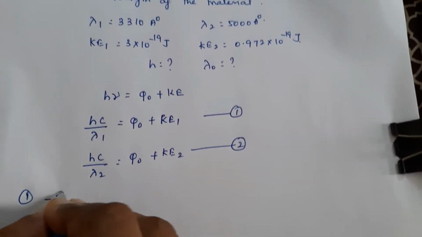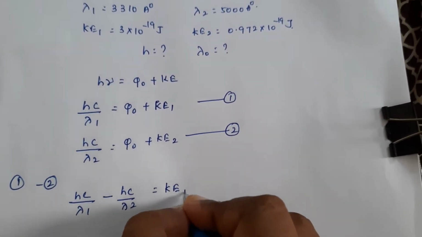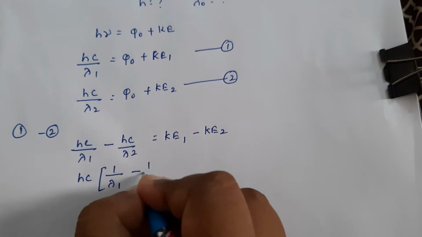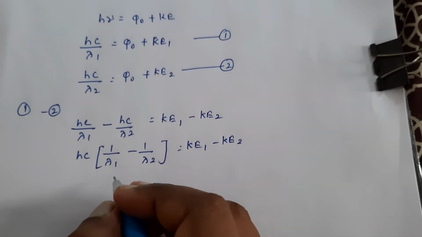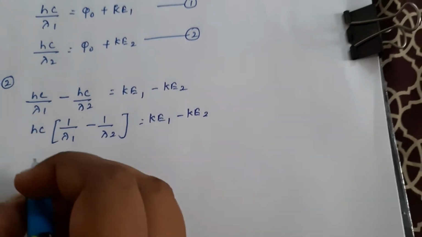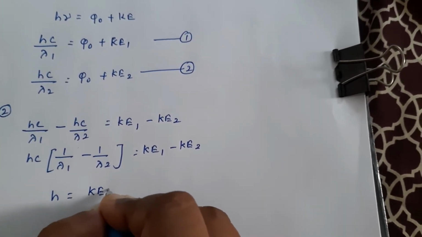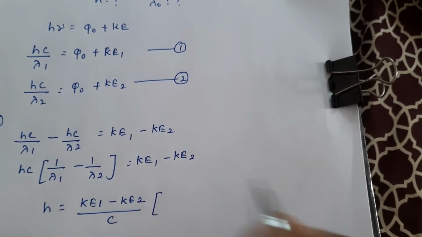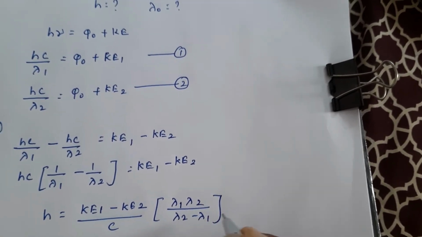Subtracting 1 minus 2, hc by lambda 1 minus hc by lambda 2 is equal to kinetic energy 1 minus kinetic energy 2. Phi 0 will get cancelled. So you will be getting hc into 1 by lambda 1 minus 1 by lambda 2, which is equal to kinetic energy 1 minus kinetic energy 2. We have to find out h. So h is equal to kinetic energy 1 minus kinetic energy 2 by c into lambda 1 lambda 2 by lambda 2 minus lambda 1, taking the LCM.